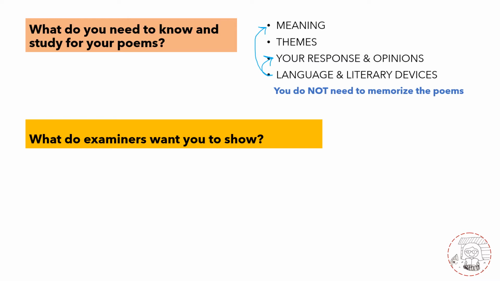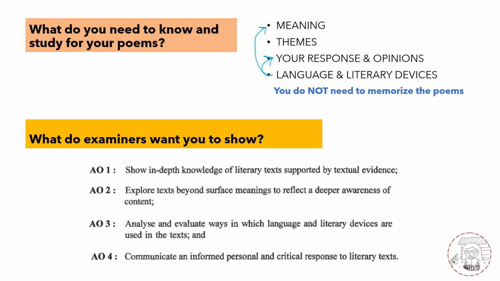Okay, next, what do examiners want you to show in an essay? Here is where we go to the assessment objectives, which you can find inside the official Format Pentaksiran document, which I'll put in the description box below. Here are the 4 assessment objectives. Okay, so let's just break it down a little bit.